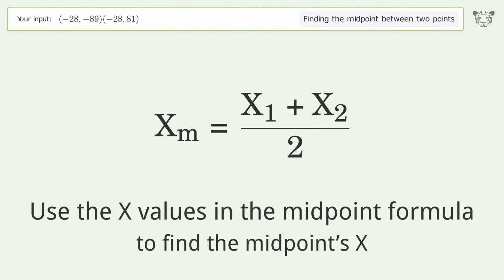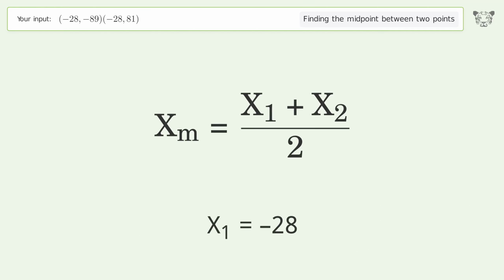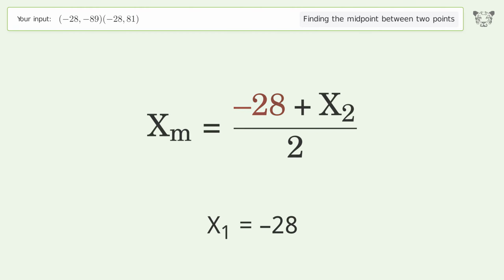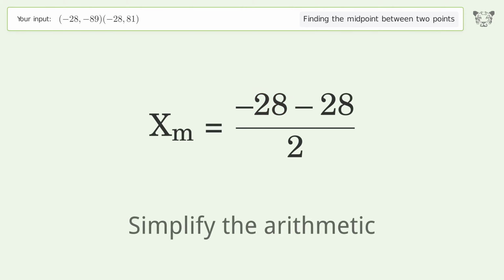Use the x values in the midpoint formula to find the midpoint's x. x1 equals negative 28. x2 equals negative 28. Simplify the arithmetic.